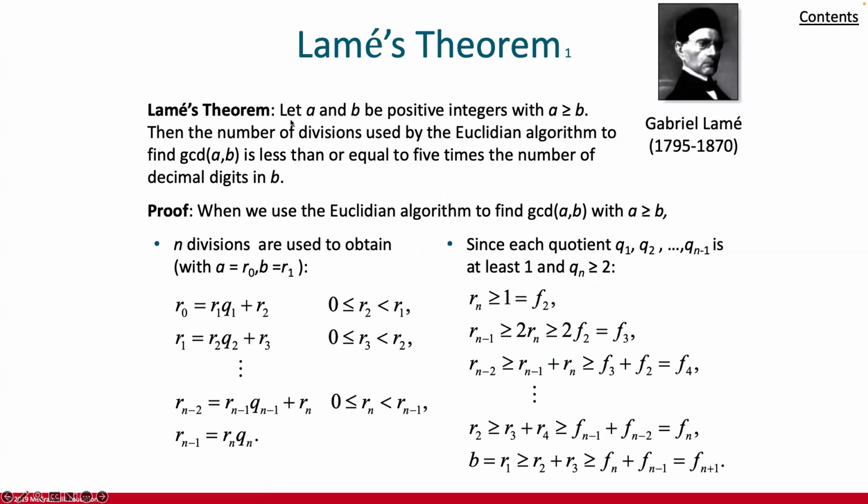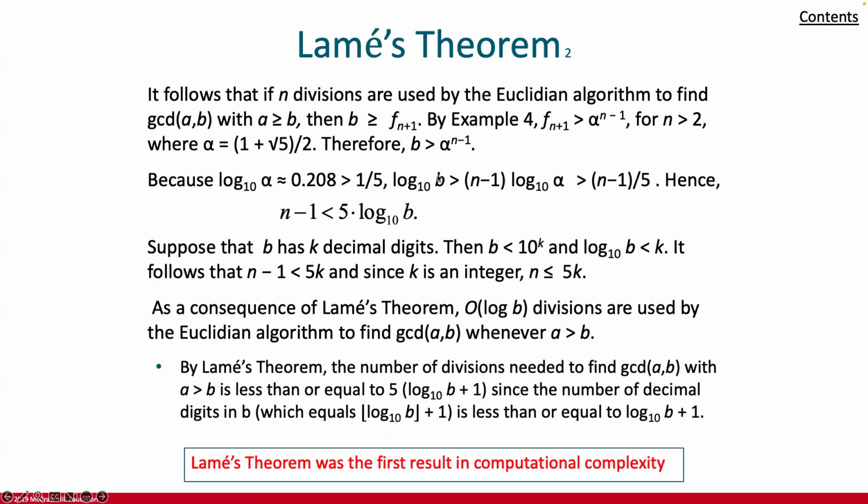I'm just going to state this theorem, but I'm not going to go through it any more than that. Lamé's theorem: let a and b be positive integers with a greater than or equal to b. Then the number of divisions used by the Euclidean algorithm to find the GCD, the greatest common divisor, is less than or equal to 5 times the number of decimal digits in b. A useful theorem, and like I said, we're going to skip over it for now.